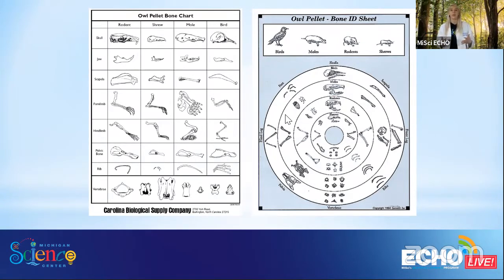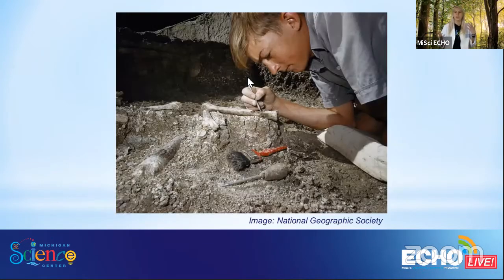So it's important to have one of these bone identification sheets. That way, when we are acting as paleontologists might, and we are very carefully extracting some of these bones and other pieces of our organisms, we can identify exactly what we're looking at and try to figure out the diet of these organisms.